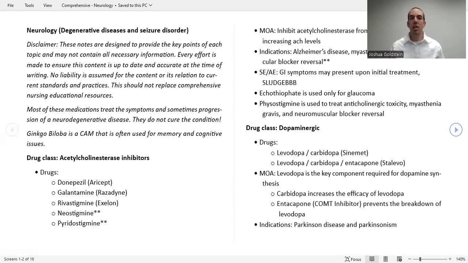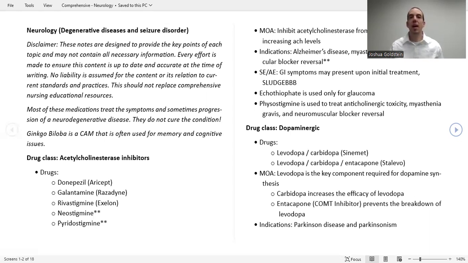We're starting with neurodegenerative diseases. And the first thing you have to know about the pharmacology here is that these diseases are generally not curable. What we're trying to do is slow down the progression of the disease and hopefully treat the symptoms to make it more tolerable and improve the patient's quality of life. One quick note before we get into this, there is a CAM over here. It's called ginkgo biloba, and this is used by many patients for memory and cognitive issues. Again, I'm not going to go any more into CAMs than that. We're just going to leave it at that.